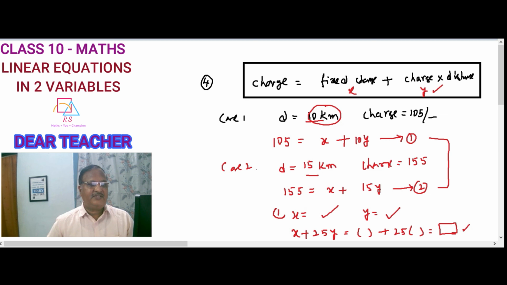So this is the first answer and this is the second answer. So you have to be very careful. Most of the students will leave the second part, they will just find the x value and y value, but you have to conclude. Conclusion will carry some marks, half a mark or 1 mark. If you just write x is equal to something, y is equal to something, no. Therefore after finding x and y you have to conclude: therefore the fixed charge is so and so and the charge per 1 kilometer is so and so. You have to conclude like that.